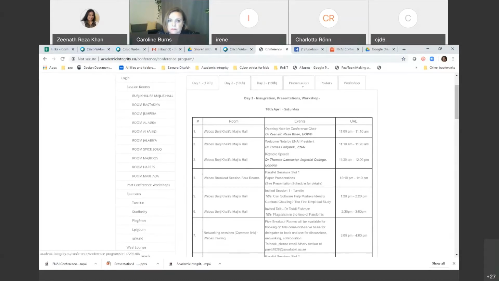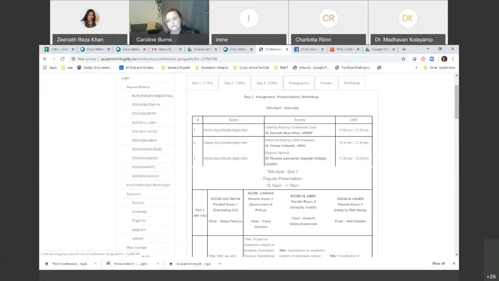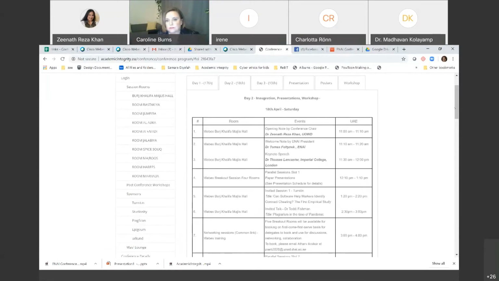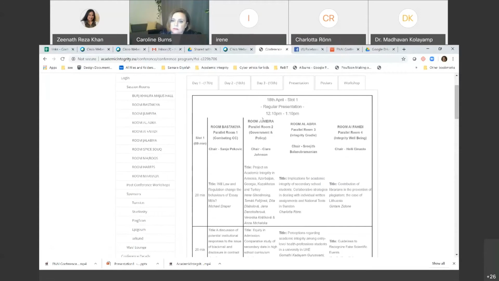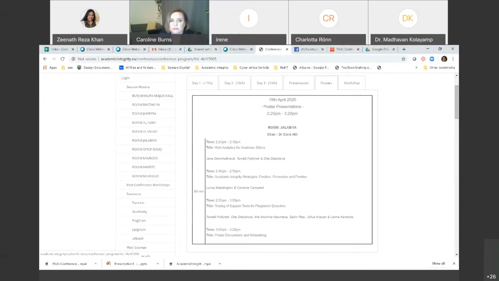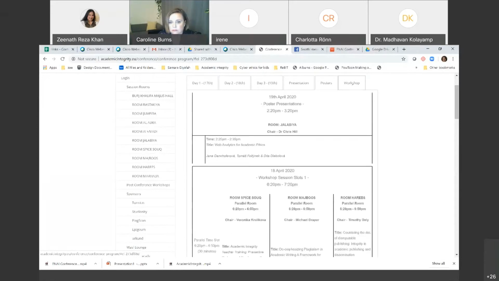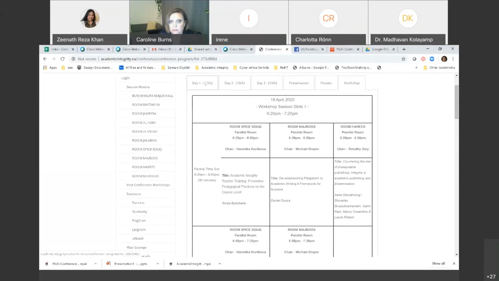For the parallel sessions, because one table here cannot fit all of the details, we've got tabs on top. For instance, if you're on day 2 and you want to know about parallel session 1, the presentations, you go here and this is slot 1, which gives you the 4 rooms and all the parallel presentations. Similarly, we've got the slot in the main rooms for posters, where you'll get the details for posters, and then here for the parallel workshops.